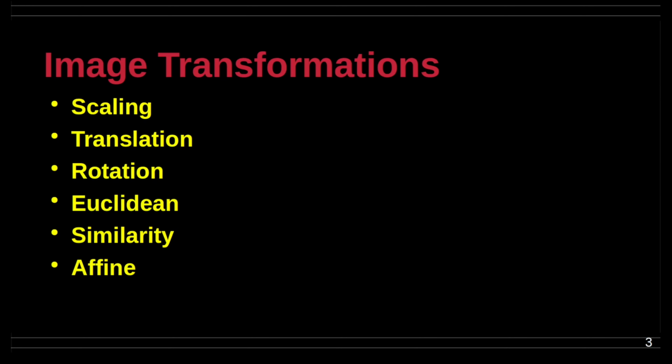Similarity, that's preserving shape and relative proportions. Affine is to maintain parallel lines as parallel. And finally, projective is to map lines to lines but not preserve parallelism. The focus for this tutorial will be limited to scaling.